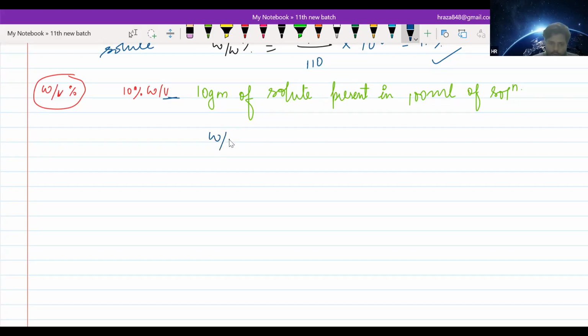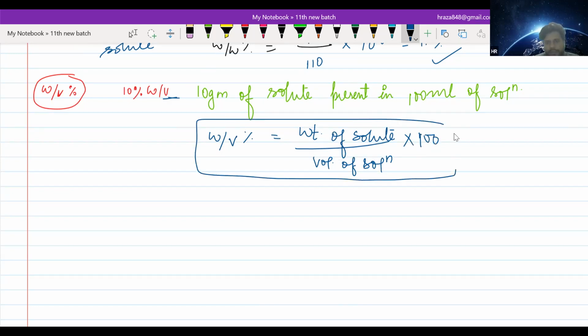And we can have a formula, weight by volume percent is equal to weight of solute upon volume of solution into 100. This is the formula for weight by volume.